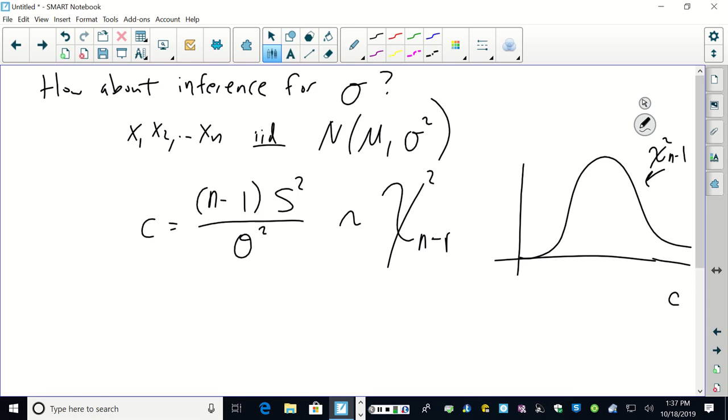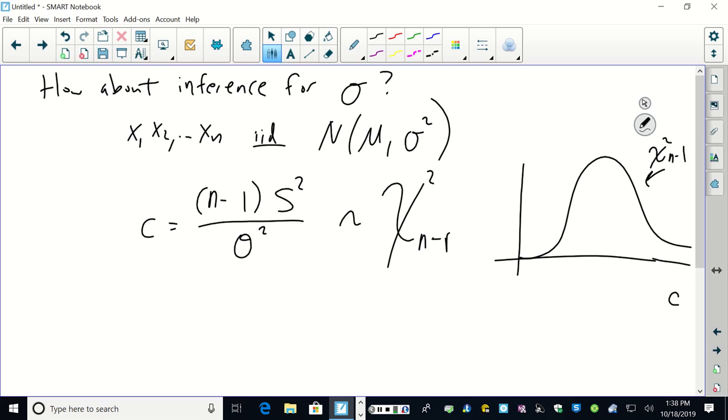So this thing doesn't depend on sigma squared. The probability density function will depend on the sample size n or n minus 1, but it won't have sigma squared in it. And so it's a pivot. And so we should be able to make a probability statement and get a confidence interval for sigma squared based on that.